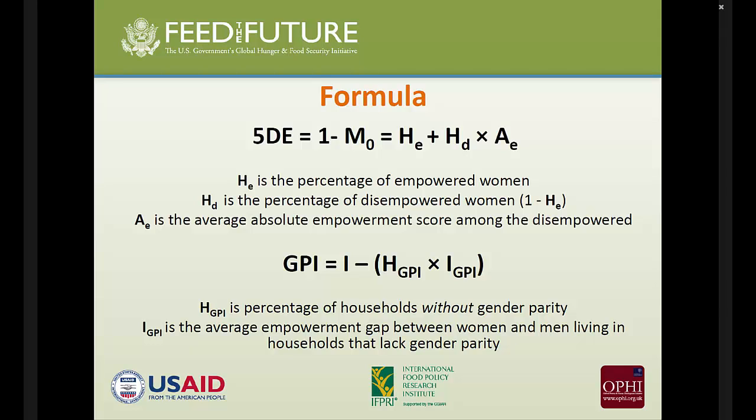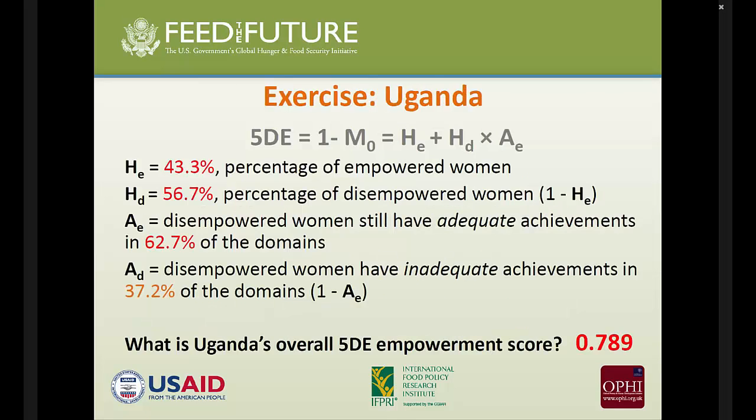So let me go to the example, because then this gives you, there you go. So in Uganda, and this is in the pilot one, we have HE is your percentage of empowered women, 43.3%. So HD is 56.7, which is just 1 minus that, right? AE is the disempowered women still have adequate achievements in 62% of the domains. So this is reflecting how far their empowerment score is from the 80, which is our empowerment cutoff. So remember, it's all in the positive. Women still have adequate achievement in 62% of the domains. Whereas AD, A sub D, is disempowered women have inadequate achievements in 37.2% of the domains, which is 1 minus AE.